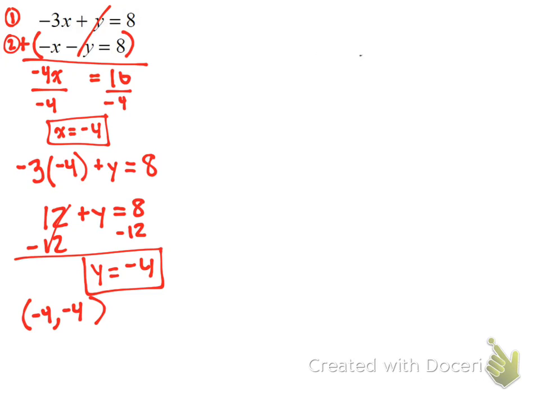So your ordered pair, where the lines cross, what's the big idea? The answer is where? The lines cross. Good, thank you. The answer is where the lines cross. Good job, okay? So that's your answer right there. All right?